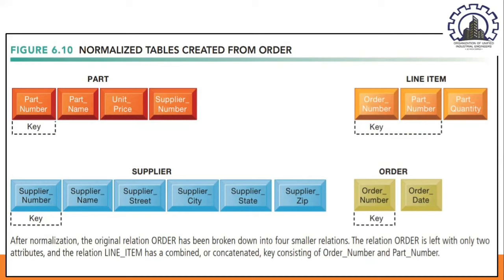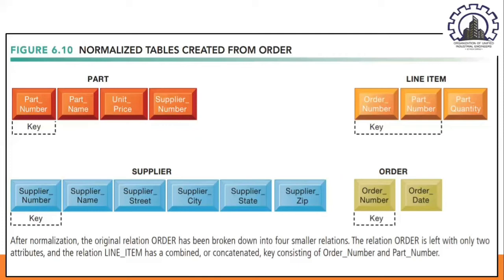So the relation order is left with only 2 attributes, and the relation line item has a combined or concatenated key consisting of order number and part number. So in the particular business modeled here, an order can have more than one part, okay? But each part, take note, is provided by only one supplier. So this being said, if we build a relation called order with all the fields included here, we would have to repeat the name and address of the supplier for every part on the order, even though the order is for parts from a single supplier. So this relation contains what are called repeating data groups. Why? Because there can be many parts on a single order to a given supplier, okay?